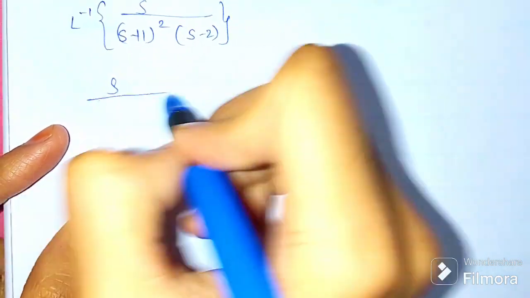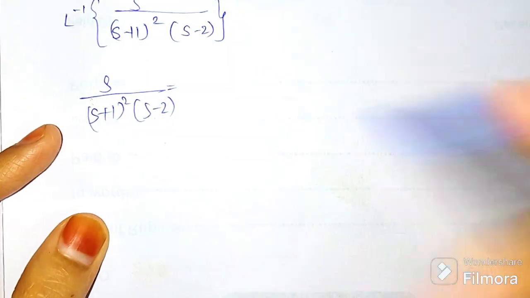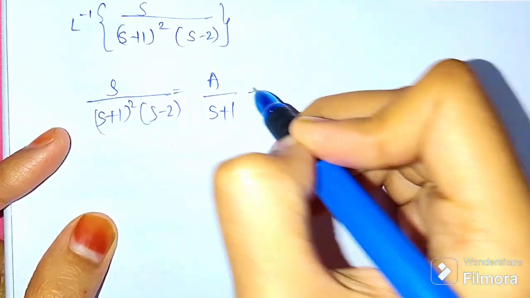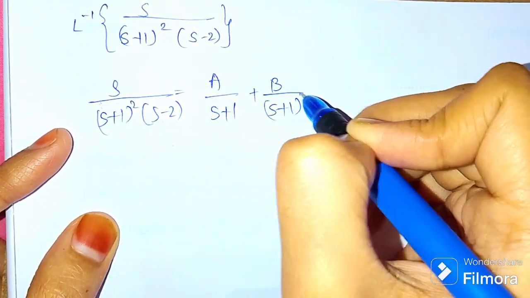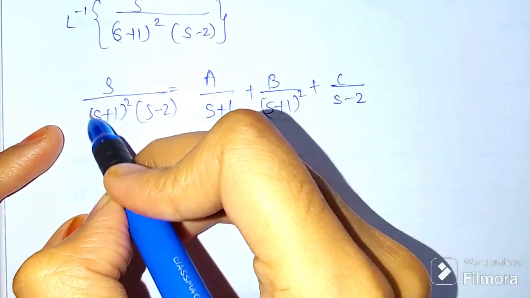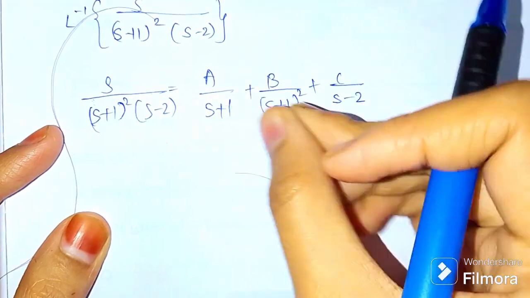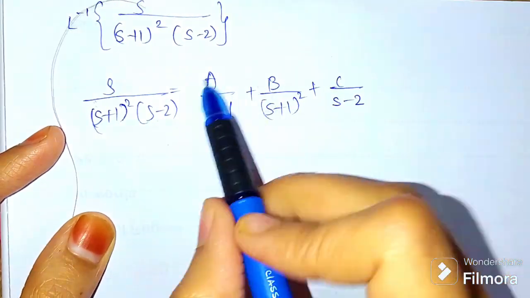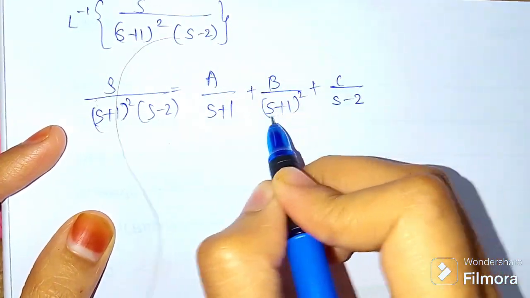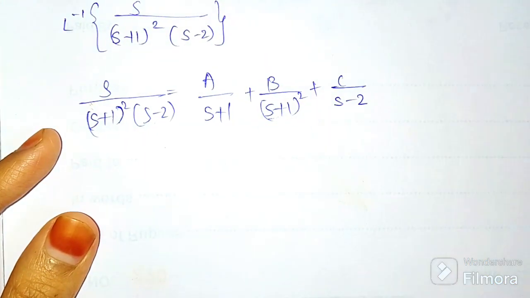So in this type of question, here we should consider (s plus 1) whole square into (s minus 2). We should consider it as a by (s plus 1) plus b by (s plus 1) whole square plus c by (s minus 2). So why did we consider it like this? Whenever we have a linear term and it has some power, we should take it like this: (s plus 1) whole square. If cube is there, (s plus 1) whole cube. But on top we write only constants, because these are linears only, no? So we don't see it as quadratic. So all these types we should take like this only.